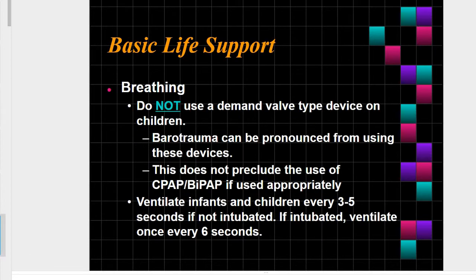Do not use any sort of a positive pressure device on children, such as a demand valve, because you can cause a lot of barotrauma. This doesn't preclude you from using CPAP or BiPAP when it's appropriate and used appropriately, but some of the other positive pressure mechanical devices may be a problem. Ventilators have to be set at the appropriate setting so as not to overventilate the lungs in pediatric patients. Ventilate your infants and children every 3 to 5 seconds if they're not intubated and they require ventilatory support. If they're intubated, go to once every 6 seconds.